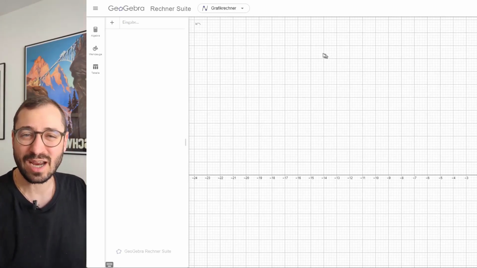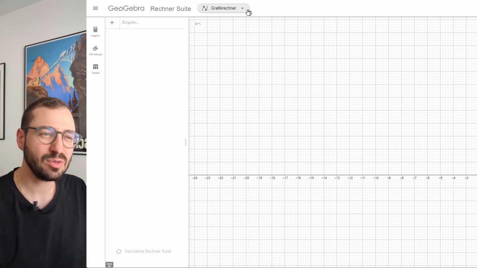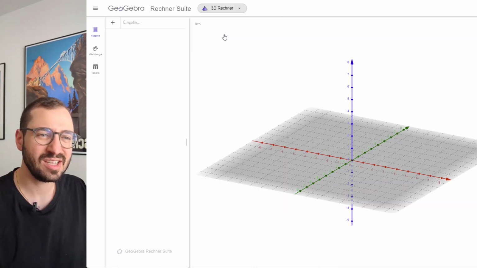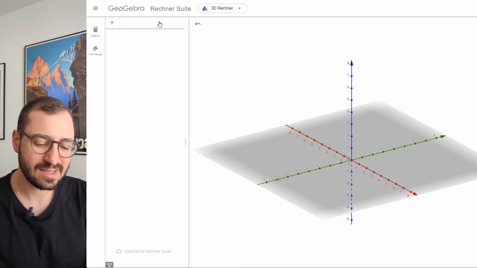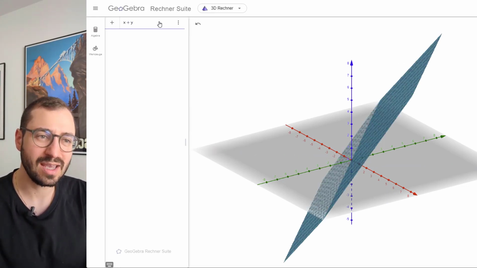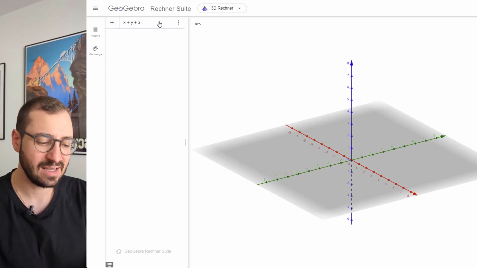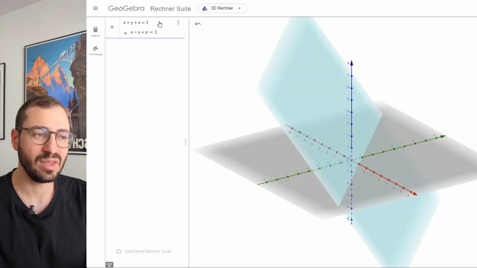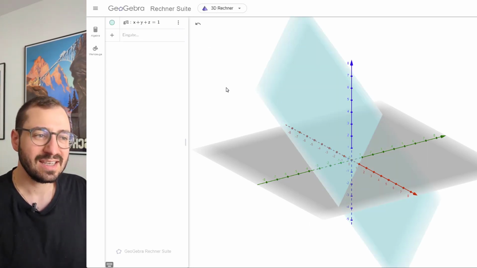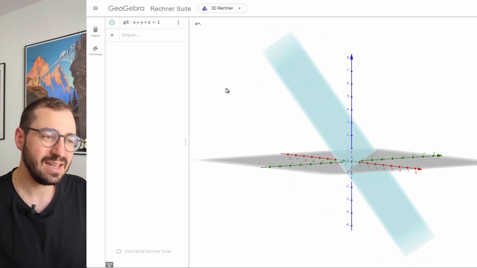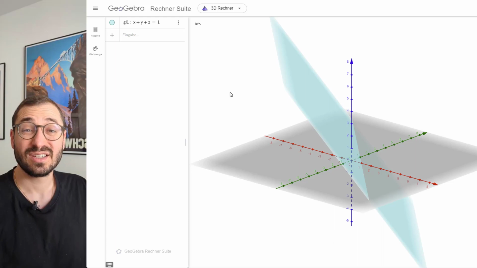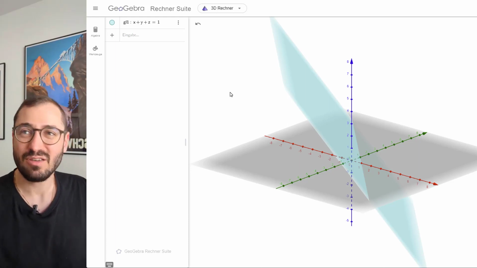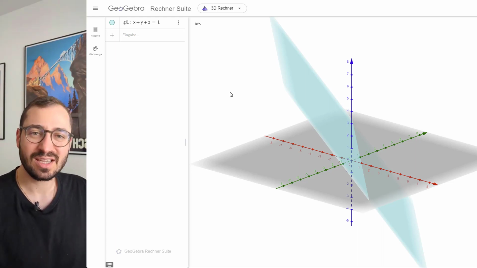Alright, let's put our equation into Geogebra. First we need to make sure that we are using the 3D calculator here. And now we can just plug it in with x plus y plus z equals 1. And what we get is a plane. This doesn't look like a line, but we actually get a plane. So our naive approach, well, it was a good idea, but it turned out to be wrong.